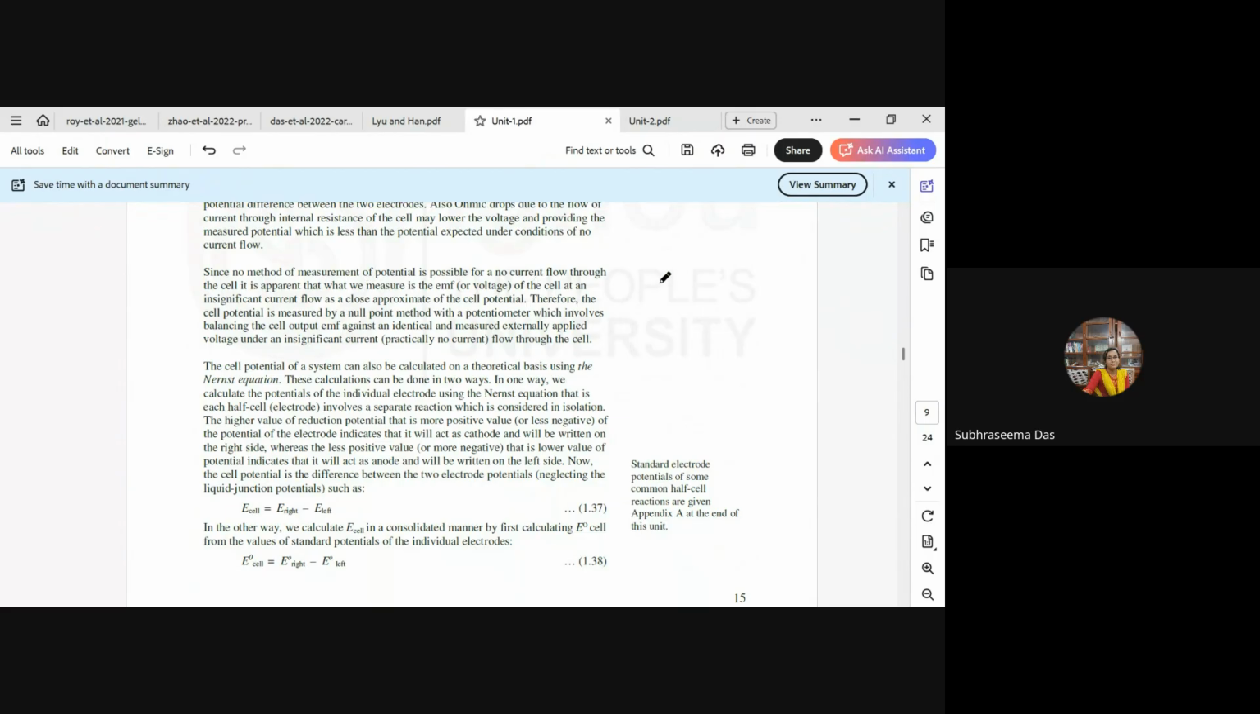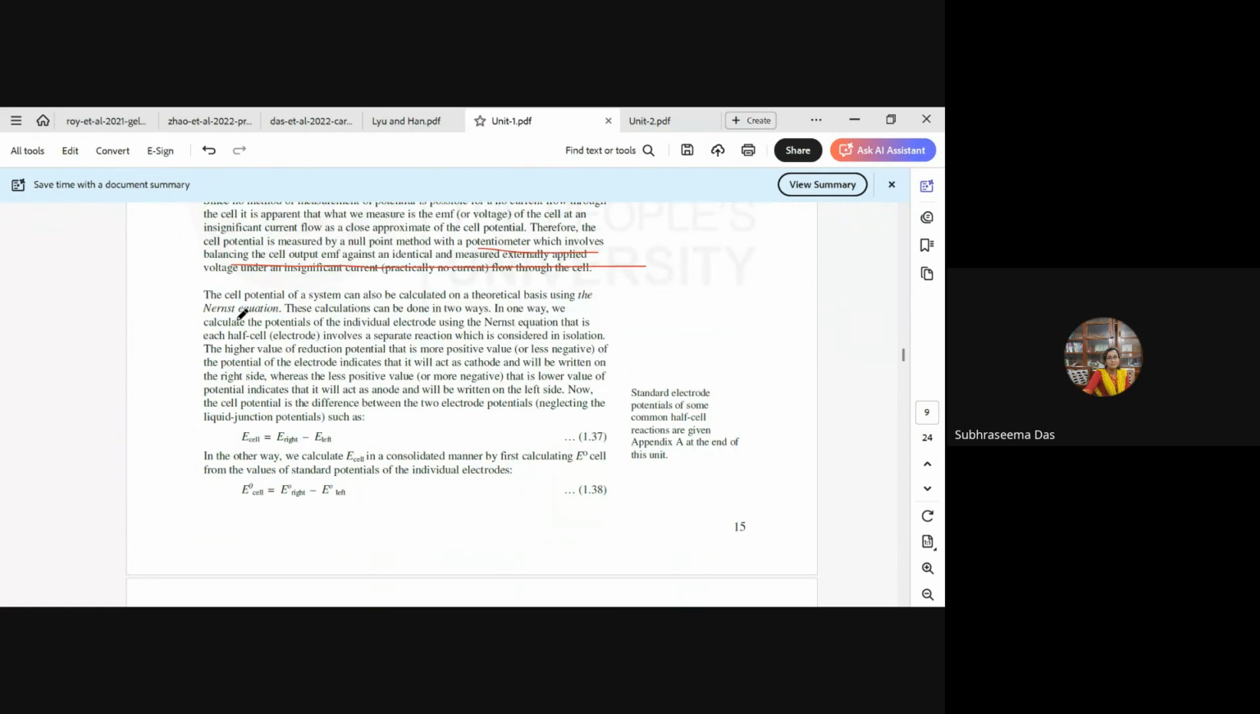As we know, no direct method of measuring potential is possible. So what we measure is the EMF of the cell at an insignificant current flow, or a close approximation of the cell potential. In actual practice, cell potential is measured by a null point method with a potentiometer, which involves balancing the cell output EMF against an identical, measured, externally applied voltage under an insignificant current flow through the cell. The cell potential can also be calculated on a theoretical basis using the Nernst equation.